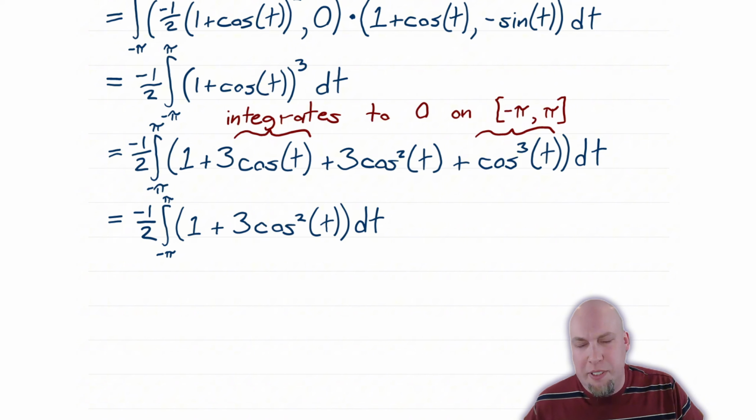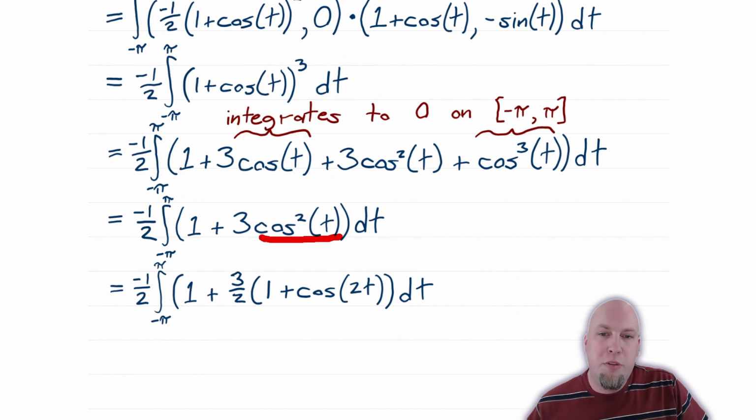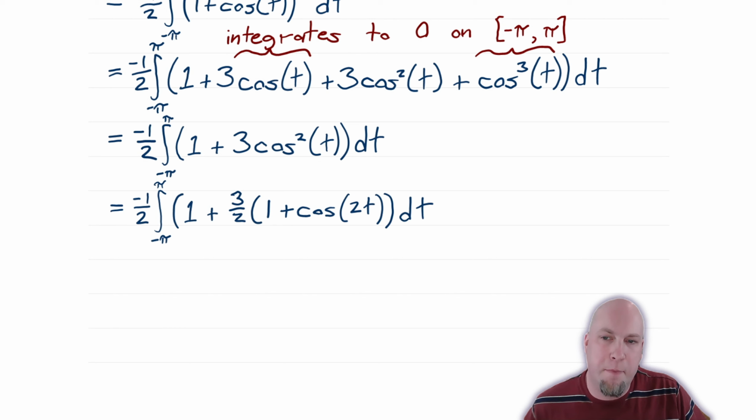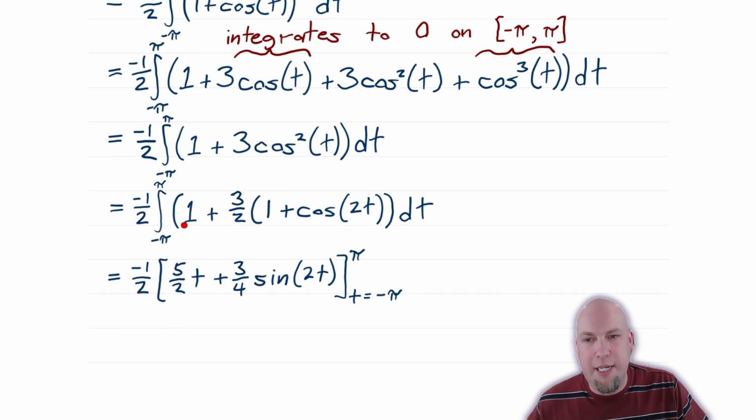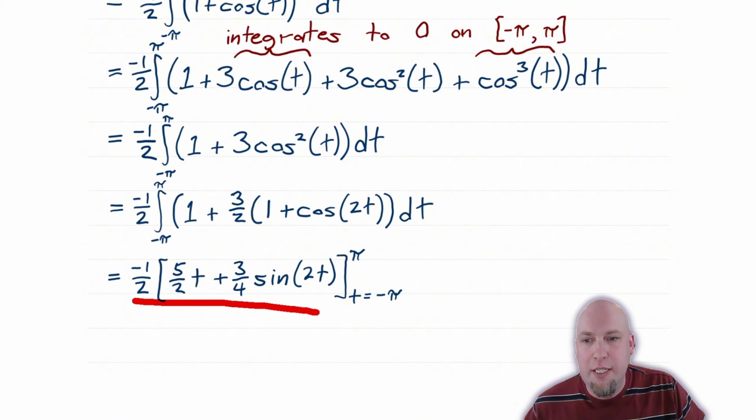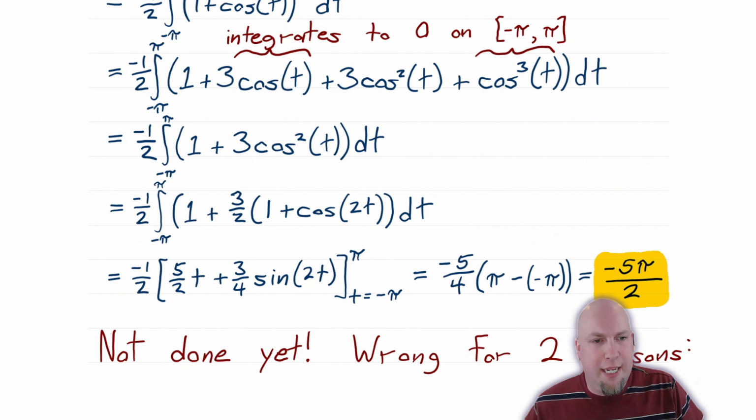And then, unfortunately, we do have to muck around with trig identities a little bit here. Remember that cos squared of t is 1/2 times 1 plus cos 2t, okay? And once you make that substitution, now it's a little bit easier to integrate, right? The 1 just becomes a t. This 1 here also becomes a t, and this becomes a sine 2t divided by 2. Okay, so you end up getting this junk here, and then you just plug in your endpoints, and boom, at the end of the day, you get negative 5 pi over 2.